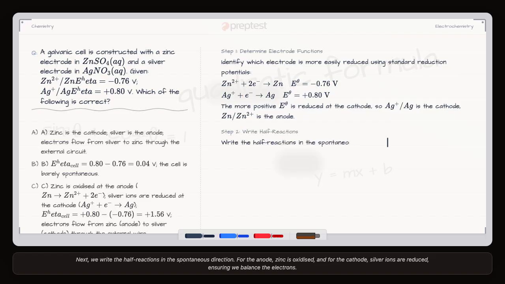Next, we write the half reactions in the spontaneous direction. For the anode, zinc is oxidized, and for the cathode, silver ions are reduced, ensuring we balance the electrons.